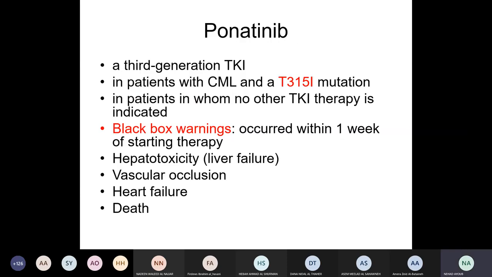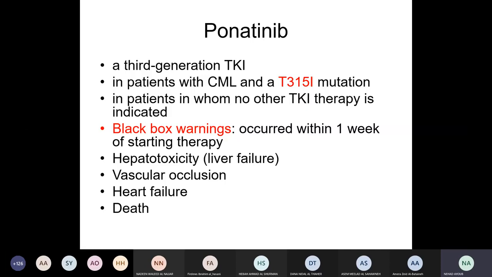Now we have third generation TKIs, which are BCR-ABL TKIs. We have one drug here, ponatinib. Ponatinib has a very specific chemical structure, different from the first and second generation, which allows the drug to keep its activity even in the presence of the T315I mutation. Ponatinib is usually reserved for patients with CML and T315I mutation. So it's not one of the drugs we consider first line. If the patient has T315I, then you skip the second generation and go to ponatinib.